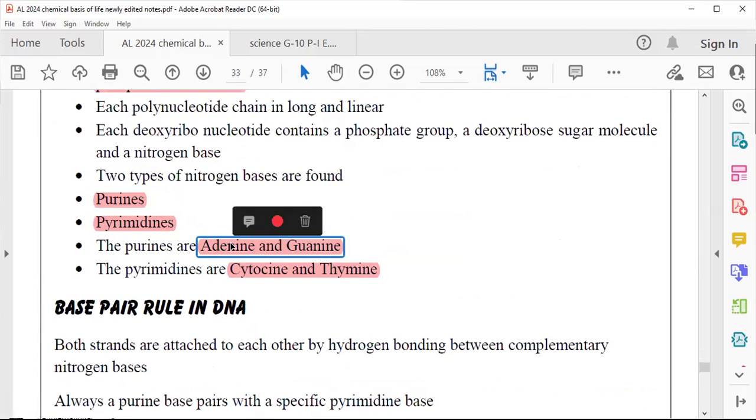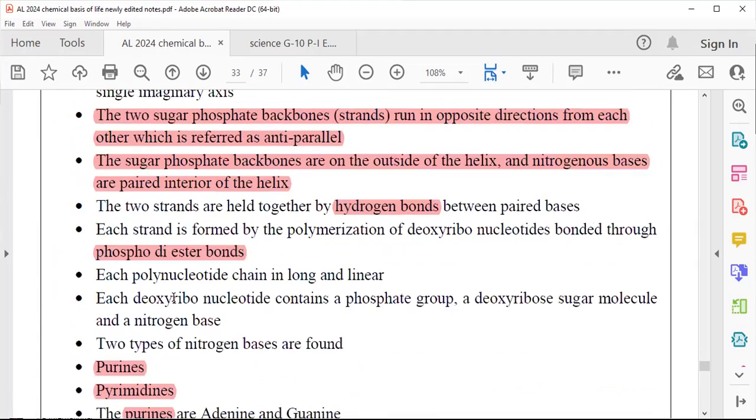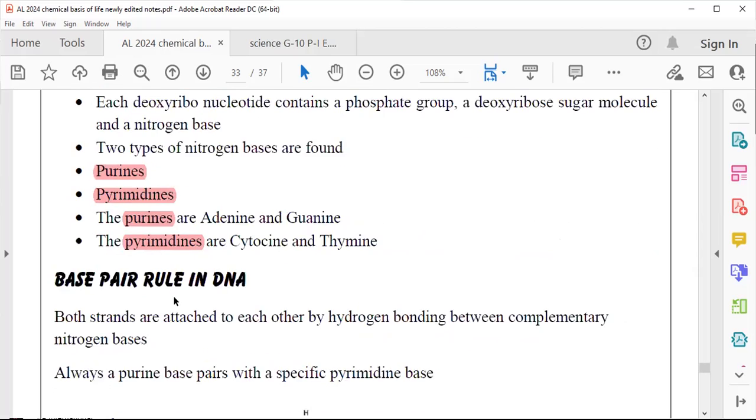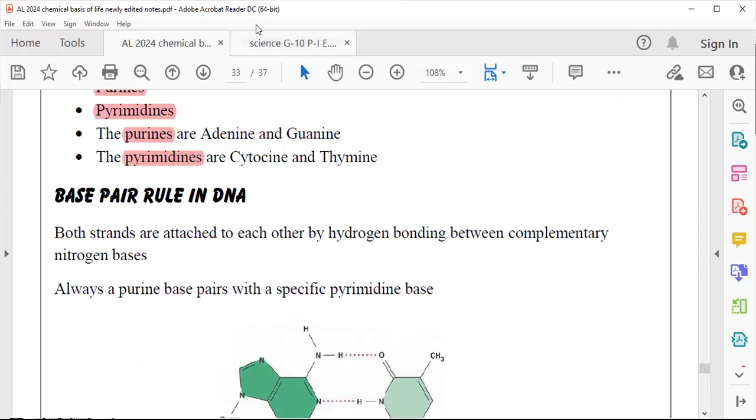So here what we are writing is purines in the DNA. Here what we are writing is pyrimidines in the DNA. We are not writing common purines and pyrimidines. Understood? Yes, sir. Right. Rest of the components are clear, my children? Clear, sir.